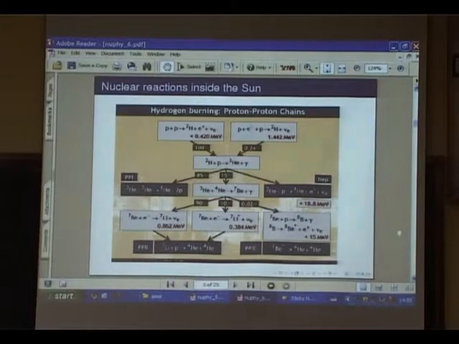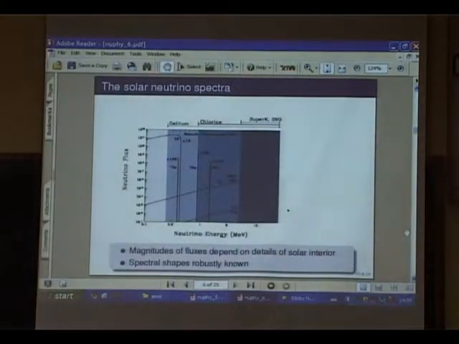So the shape of the spectra are not in doubt. They are perfectly well known. What is not well known is the total flux. So this flux, for example, boron flux, can change by about 20% up or down. You can see this number.